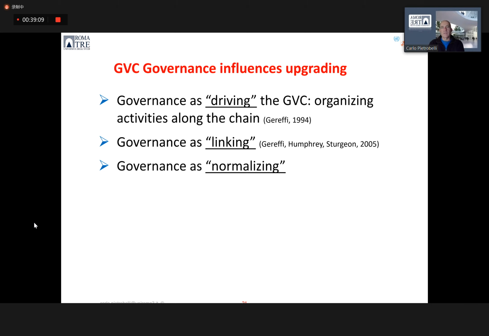In some cases, governance has been seen as driving the organization of the chain, organizing activities and pushing and pulling and organizing the chain. And others have been emphasizing the role of governance as a linking process or a mechanism to link different actors and agencies, and therefore governance would be the capacity to organize and link different actors. And finally, a newer trend of research has been discussing governance as a way to normalize activities. And this is very related to the process of certification and to the process of standard settings and to the process of quality certification and design and enforcement.